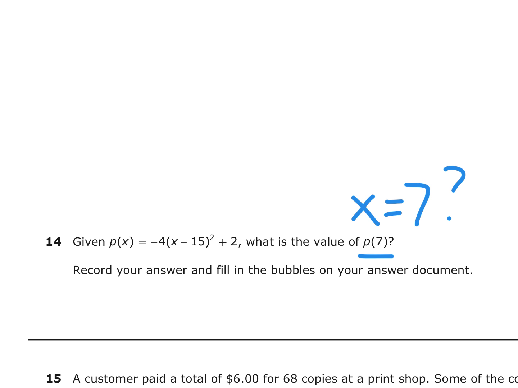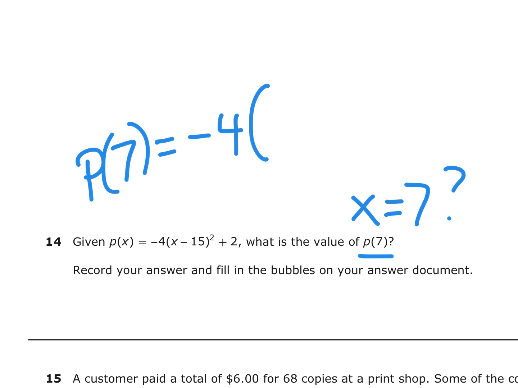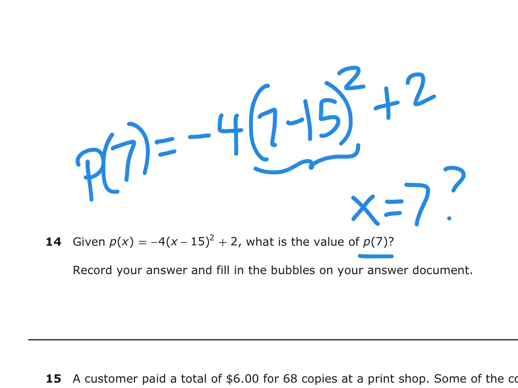Okay, so when x equals 7, p of 7, for every x that we see, we're going to plug in a 7. So you're going to have negative 4, parentheses, 7 minus 15, squared, and then plus 2. With your calculator, you're going to do the parentheses first. 7 minus 15 is negative 8. And this part right here, negative 8 squared, negative 8 times negative 8 is a positive what? 64.